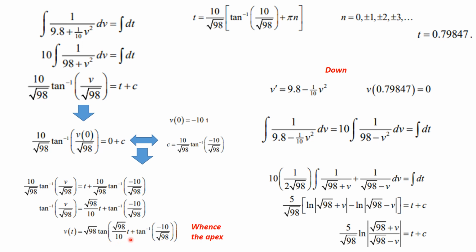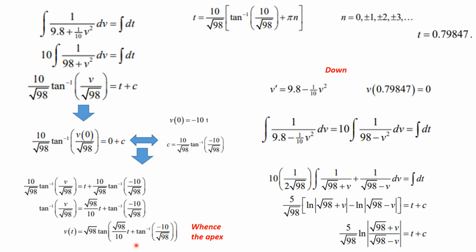But in order to solve the second differential equation, we need to know when this is at its highest point. Where is the apex? Well, that's going to happen when this is equal to 0, because you see the velocity changes signs. It was negative going up. It's going to be positive coming down, so it's 0 at its crest.